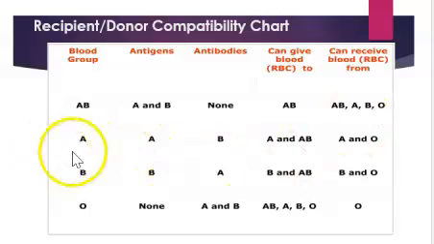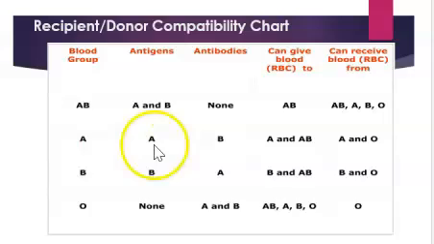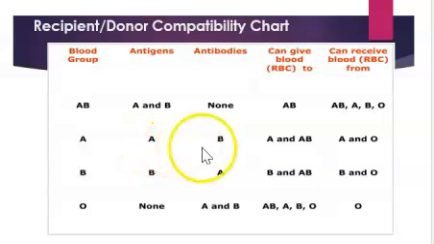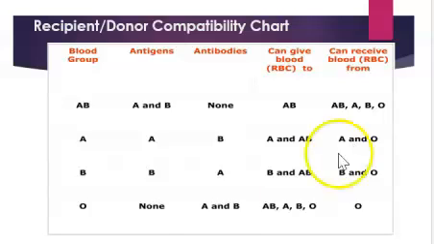Okay, let's look at A. If you're a type A person, you have antigens on your red blood cells of A. You have antibodies of B in your plasma. And then you can give your blood to an A person or an AB person. And you can receive blood from an A person or an O person.